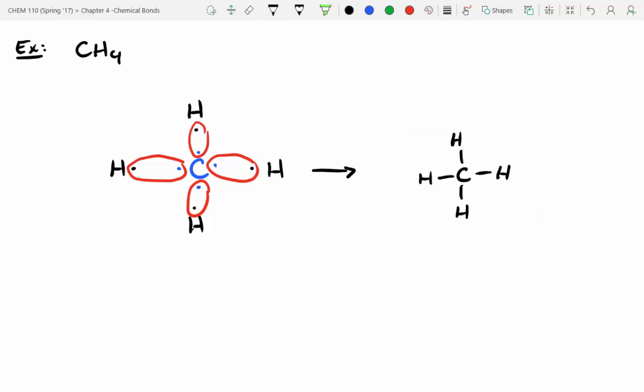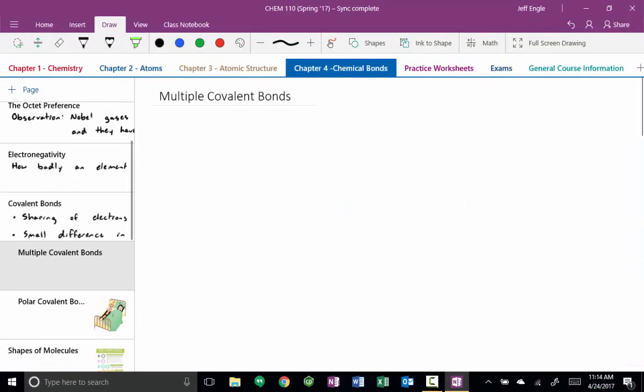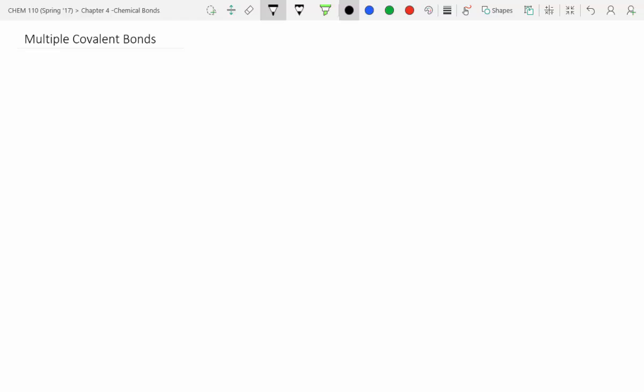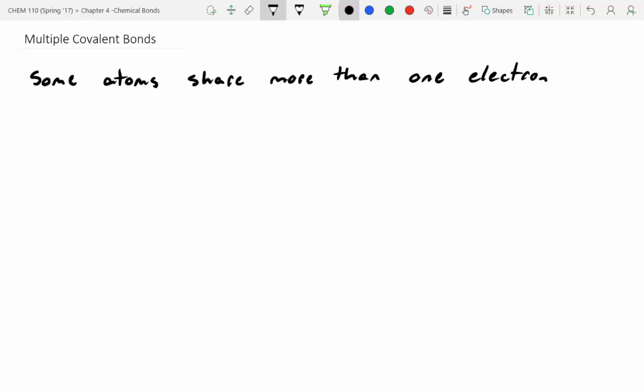So let's take a look at a little bit more complicated examples, and these involve multiple bonds. So some atoms share more than one electron. Okay, so let's take an example of this. This was from our previous lab, our oxygen lab. So we've got O2. Oxygen always exists as O2, not just O.